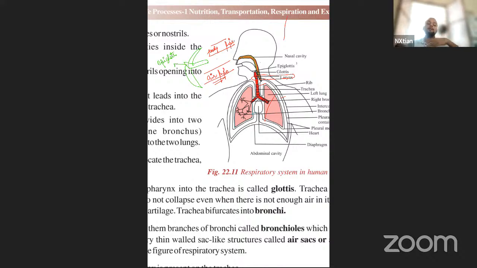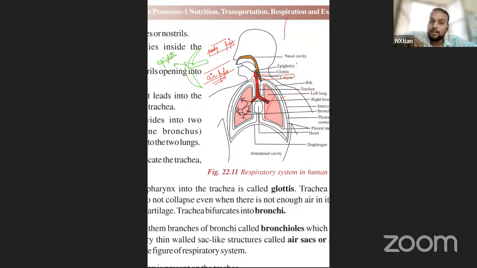Right? Because if the air goes there, that is not a problem, but if you are drinking water and it goes into the lungs, then what will happen? It will be infected in the lung. Okay, so basically, the epiglottis has two roles: to stop the food from entering the windpipe and to stop the air from entering the food pipe.